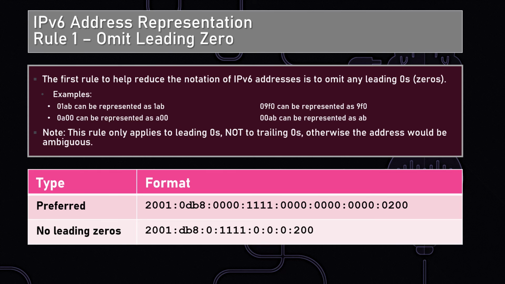So we see down here format and type, preferred versus no leading zeros. And we see that the compression is pretty significant. We see that only the first and fourth block remain as they were originally written. All of the rest are able to be condensed down.